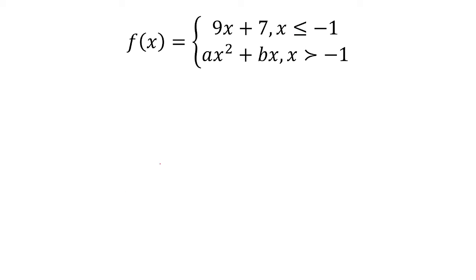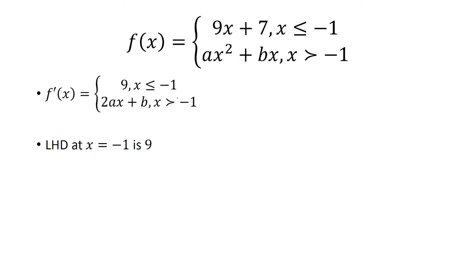So the other equation comes from being differentiable. So we want this function to be differentiable, which means the left-hand derivative has to equal the right-hand derivative. So the derivative of 9x plus 7 is just 9, and the derivative of ax squared plus bx is 2ax plus b. So we're going to evaluate this at x equals -1. The left-hand derivative is the top here, that's 9. So it's always 9 no matter what value you plug in for x.